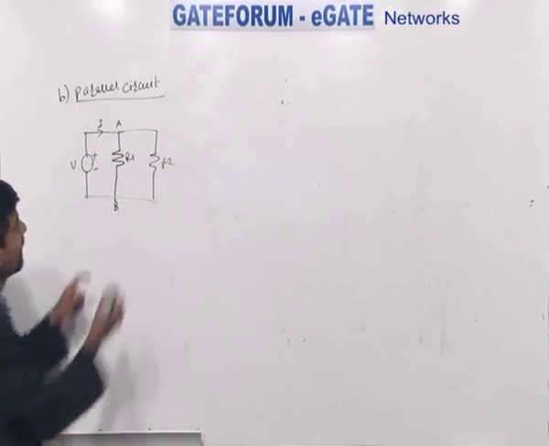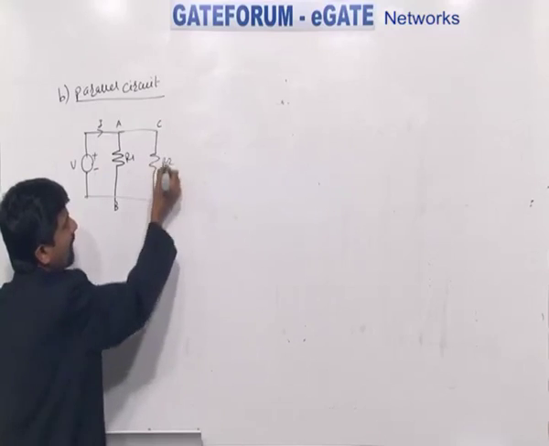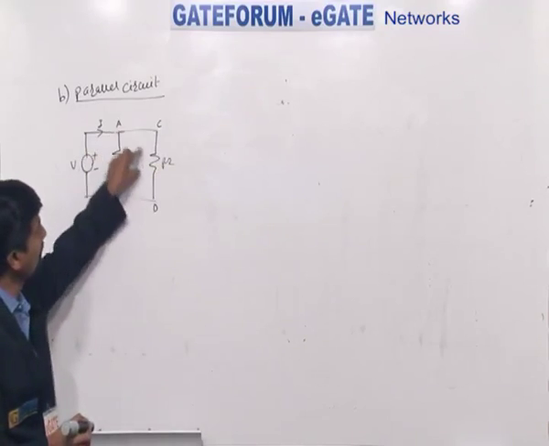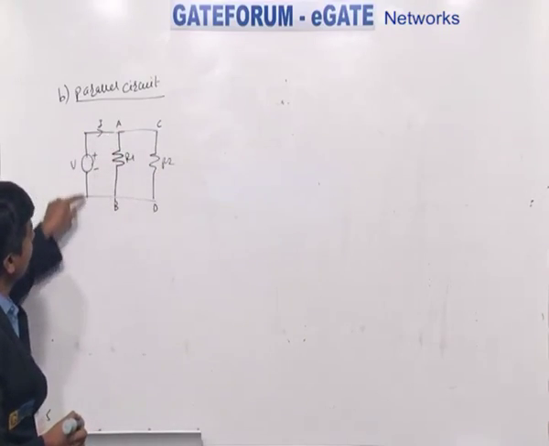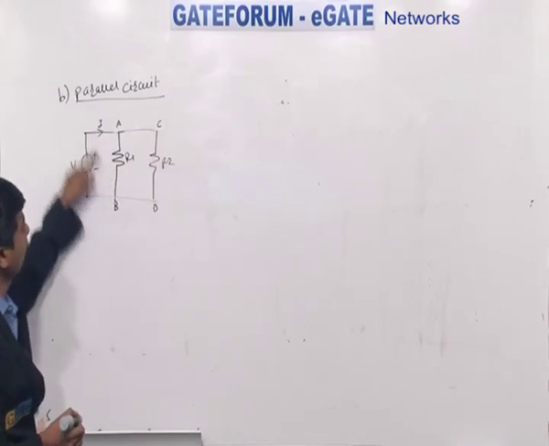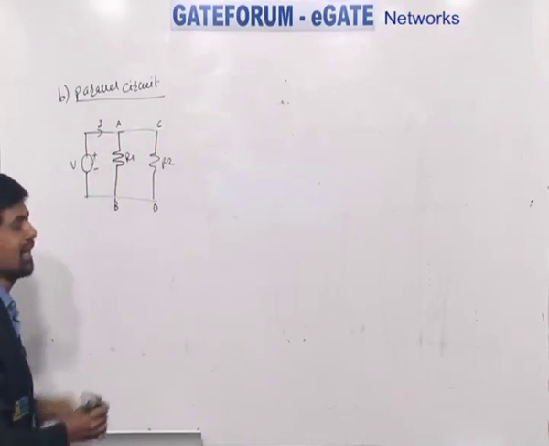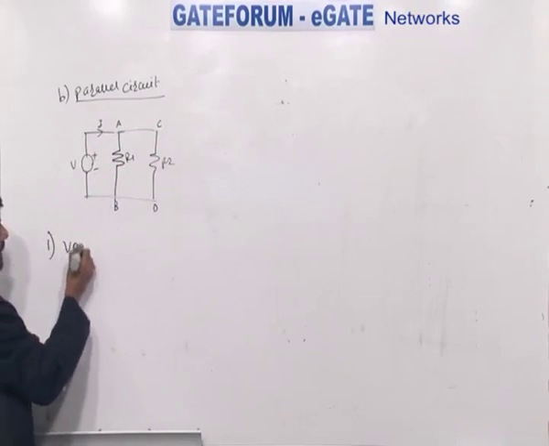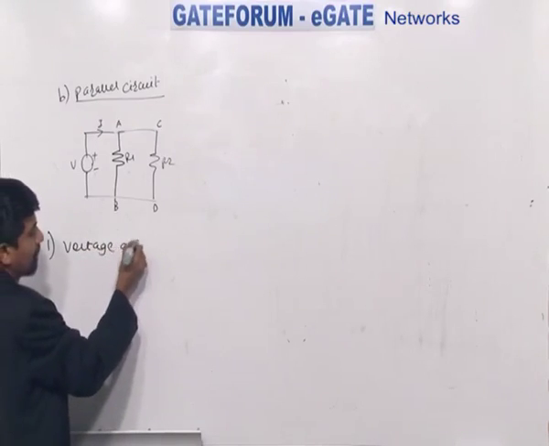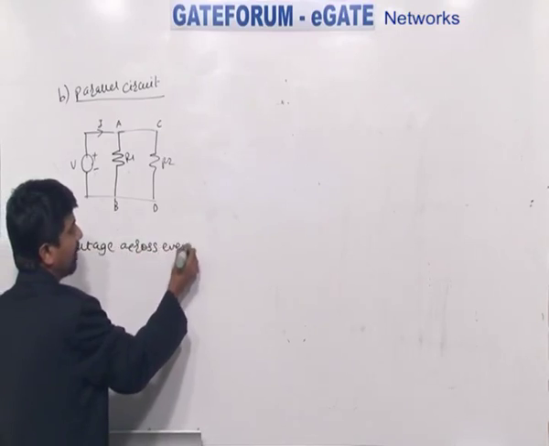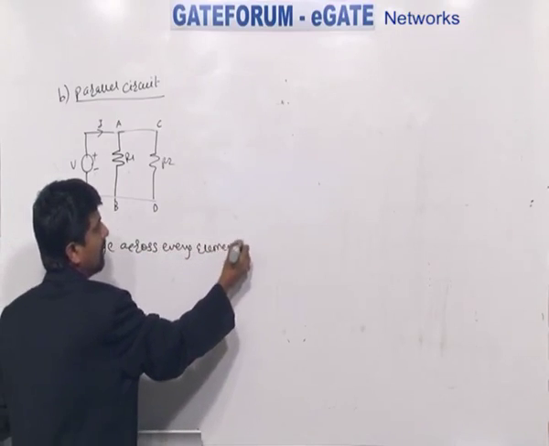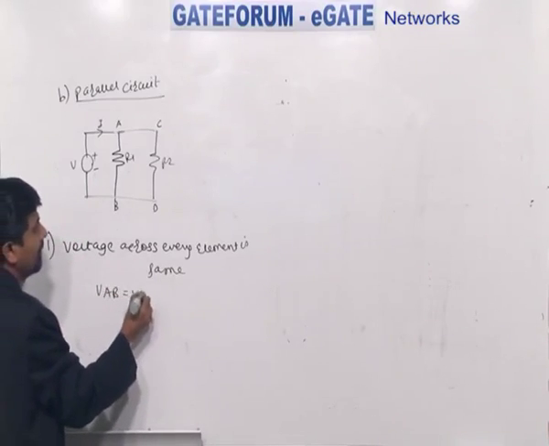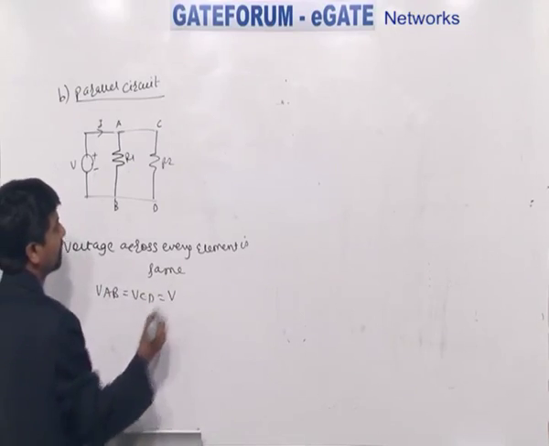Now, if you observe this circuit carefully, in between C point and D point, resistor R2 is there. In between A point to B point, resistor R1 is there. Now, one can say from this that these 2 points are same like these 2 points. So, voltage across every element remains same. So, what is first property of parallel circuit? Voltage across every element is same. So, I can say VAB is equal to VCD, which is equal to V.